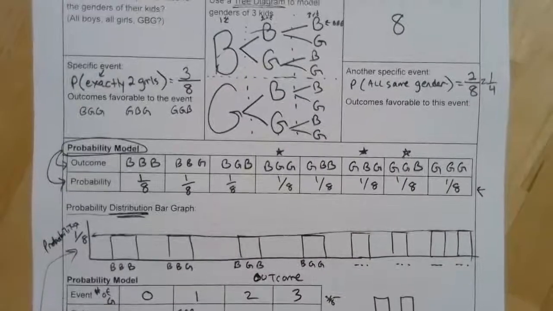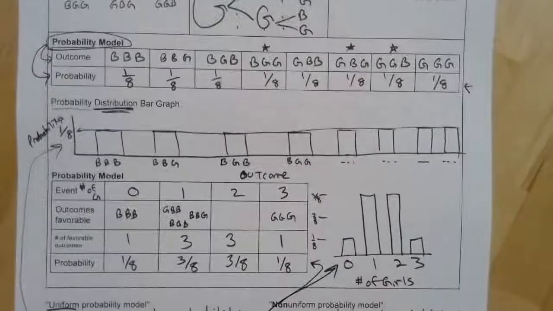Cool? So if you decide you want to have 3 kids, these are your chances that you might end up with all of the same gender or that you might end up with different numbers of genders.